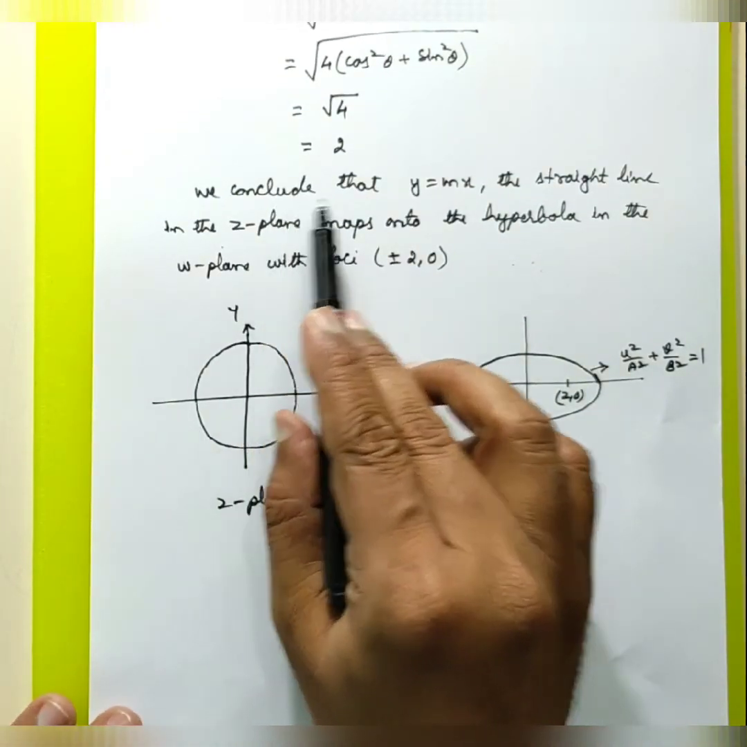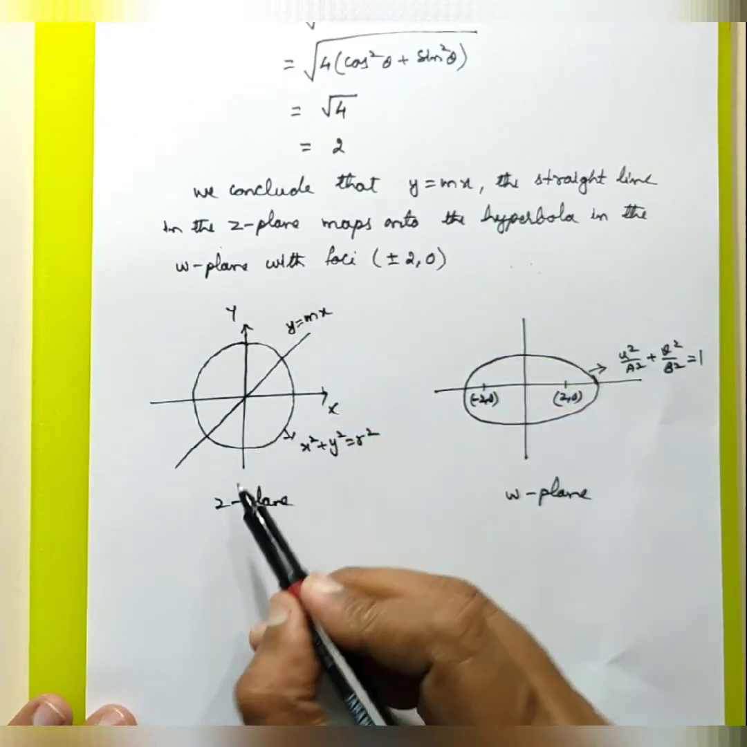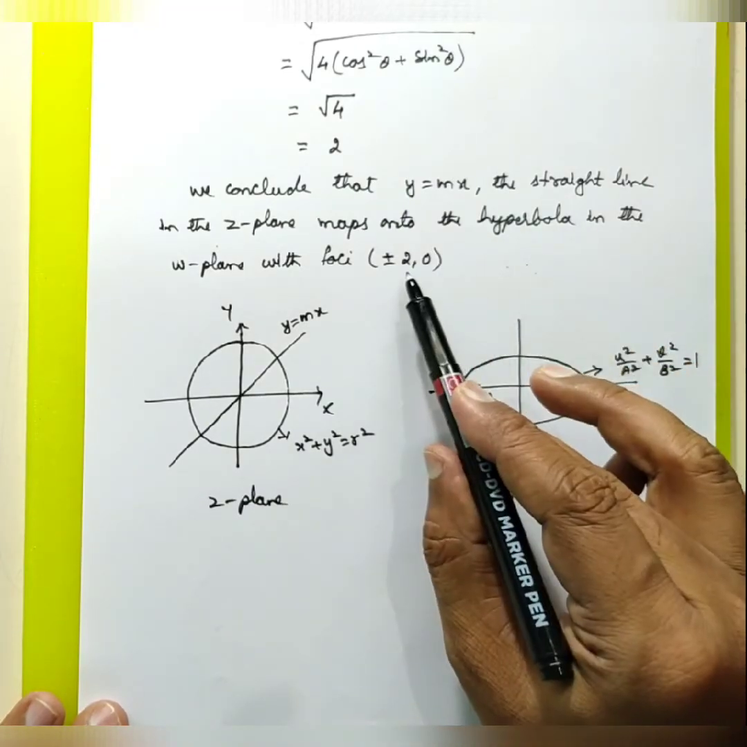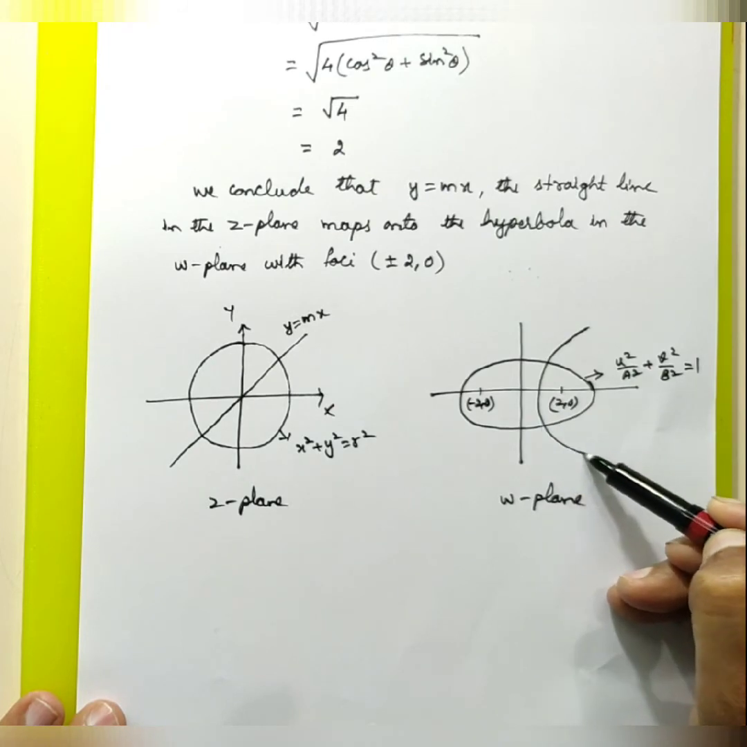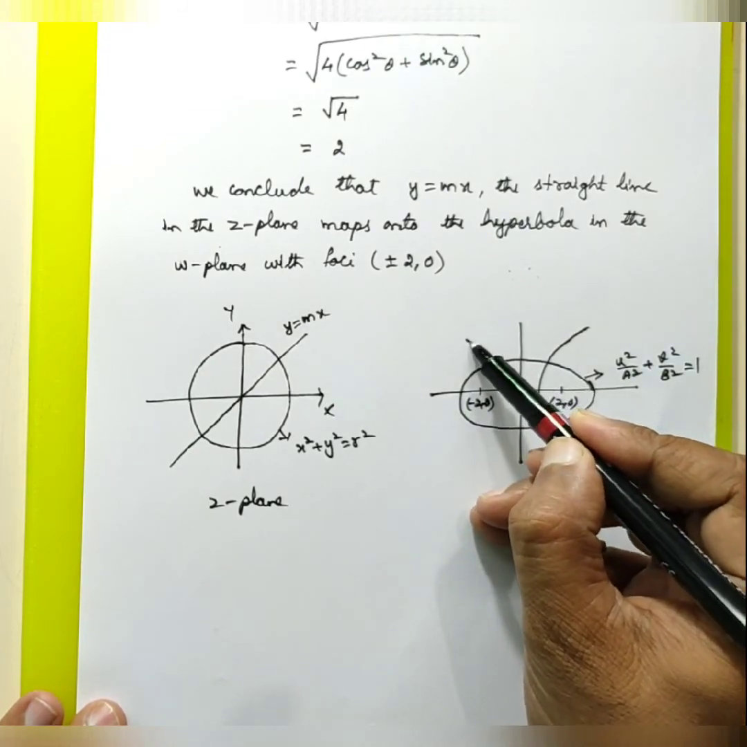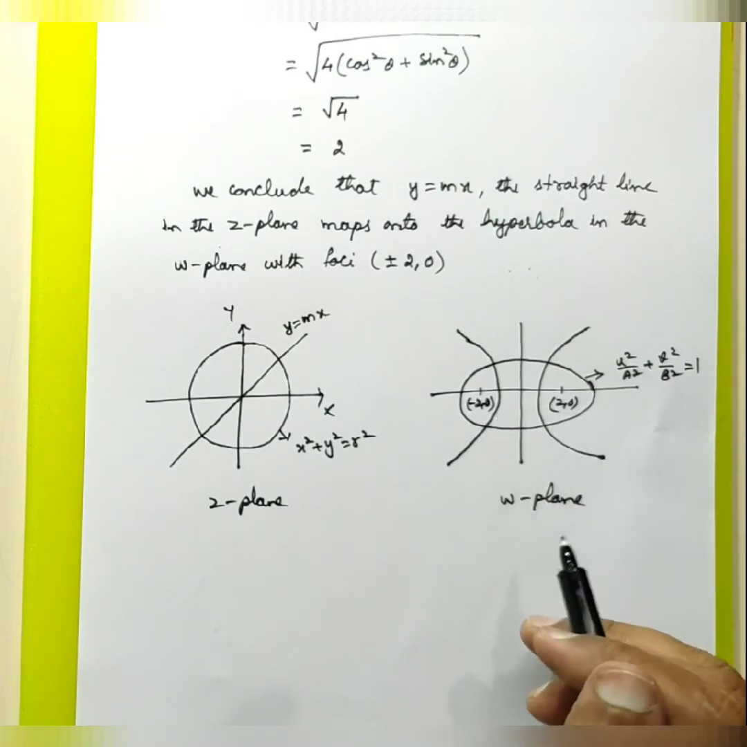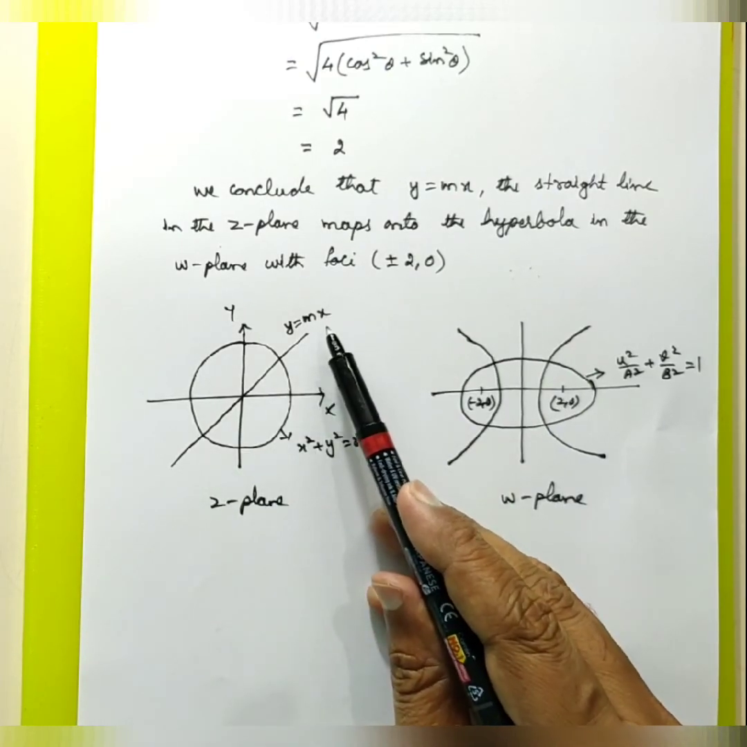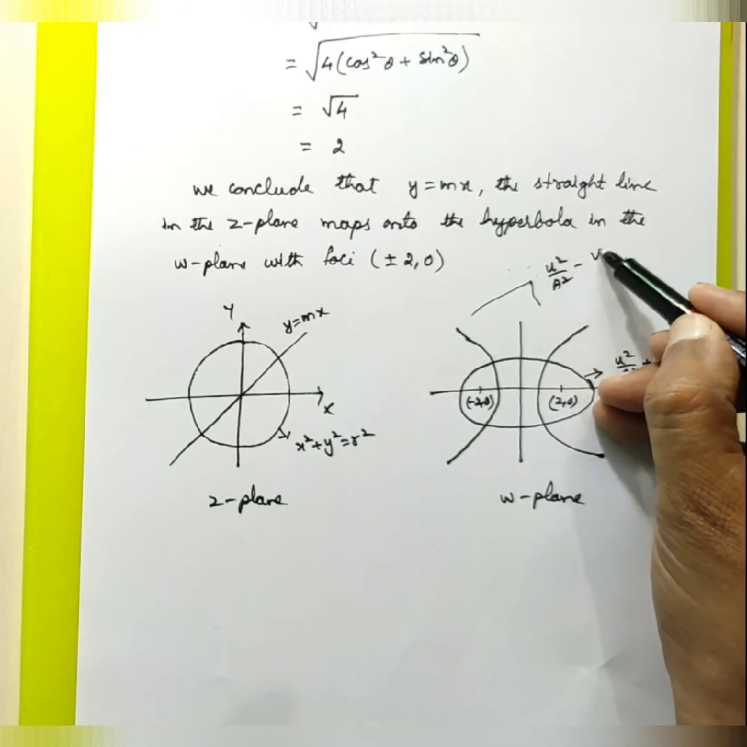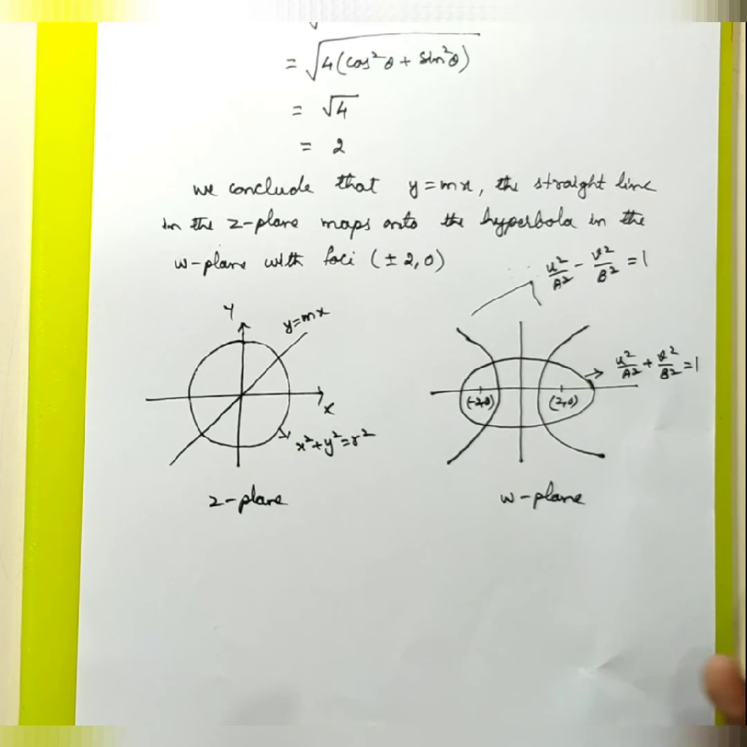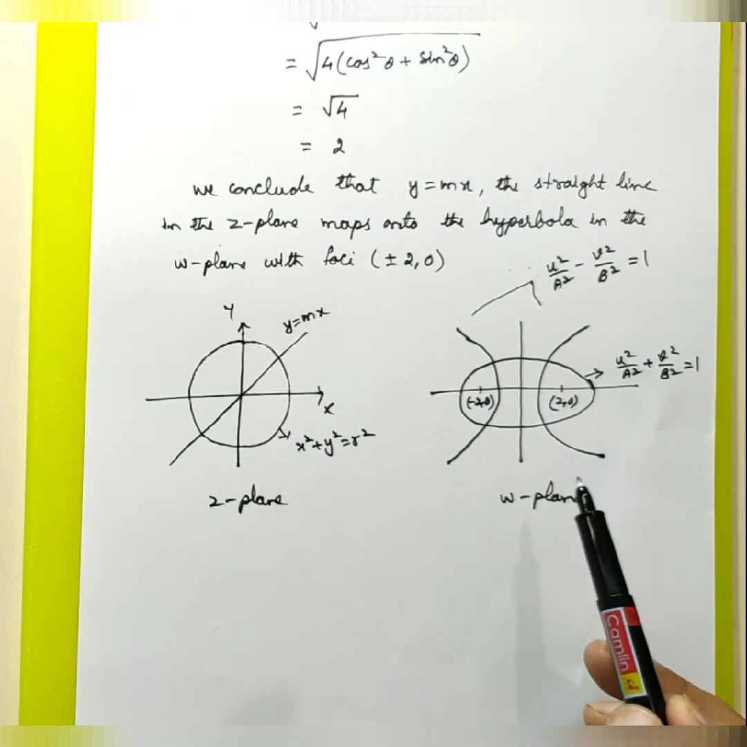The second case that we have taken here is the straight line y is equal to mx, the straight line passing through the origin. The straight line in the z plane is mapping into what? Hyperbola with the foci plus or minus 2. If I plot it over here, this will be your hyperbola with plus 2 as one focus and minus 2 as the other focus. So we can see that this straight line y is equal to mx is mapping into this hyperbola. The equation that you have is u square by a square minus v square by b square is equal to 1, the hyperbola in the w plane. So the straight line in the z plane is mapping into the hyperbola in the w plane.